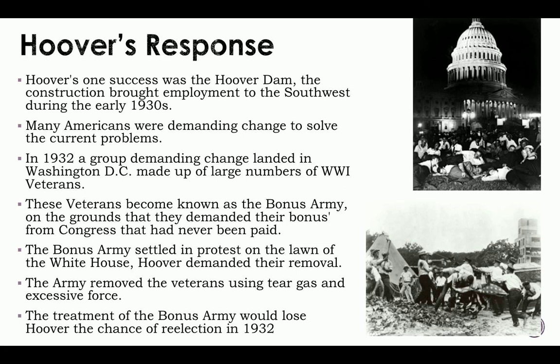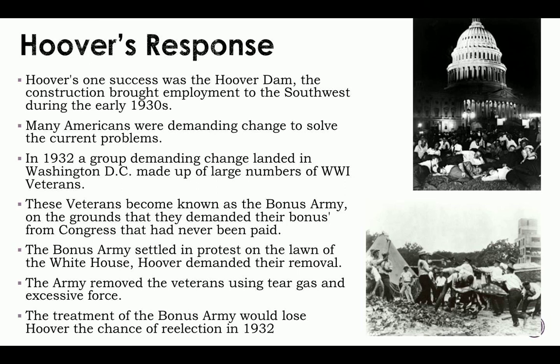Americans are going to catch on. Okay, there's nothing that gets people more angry than when they're suffering and they don't have money. And they're going to start to demand change from the top. So where this starts is in 1932, you are going to see a push in Washington, D.C. from World War I veterans.